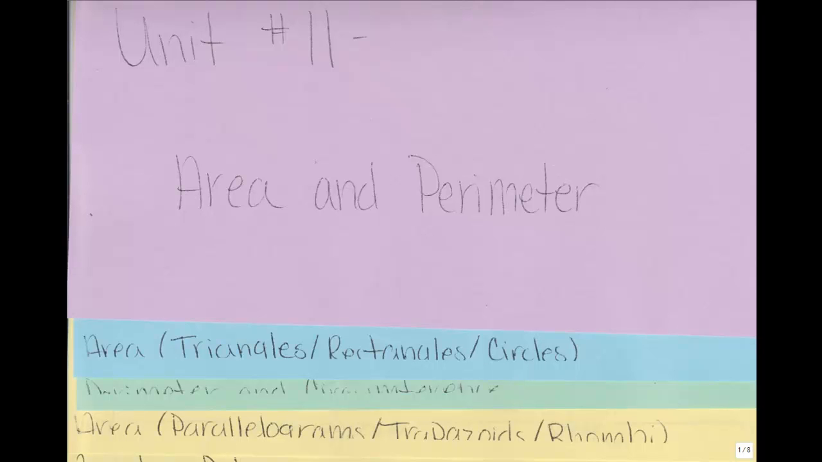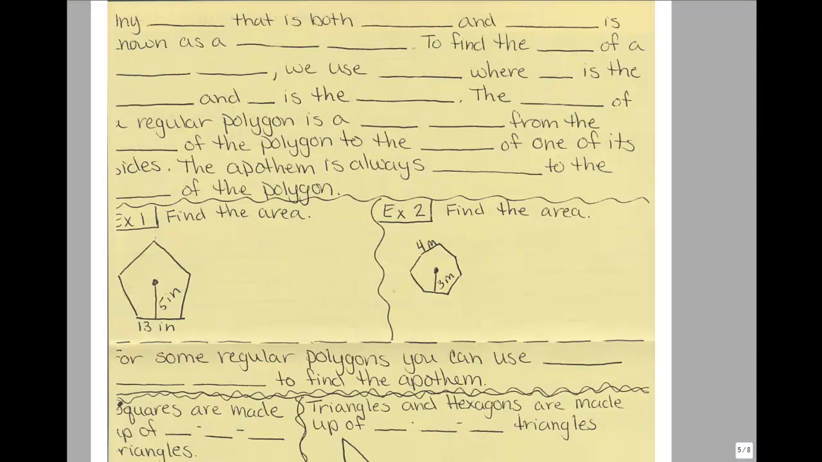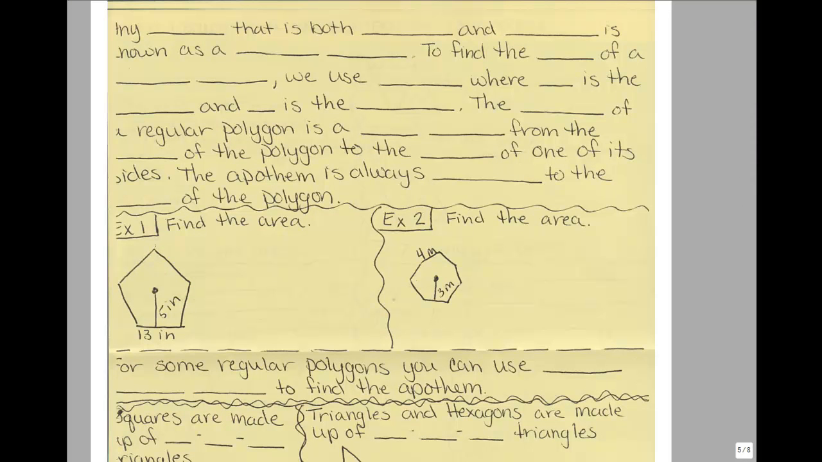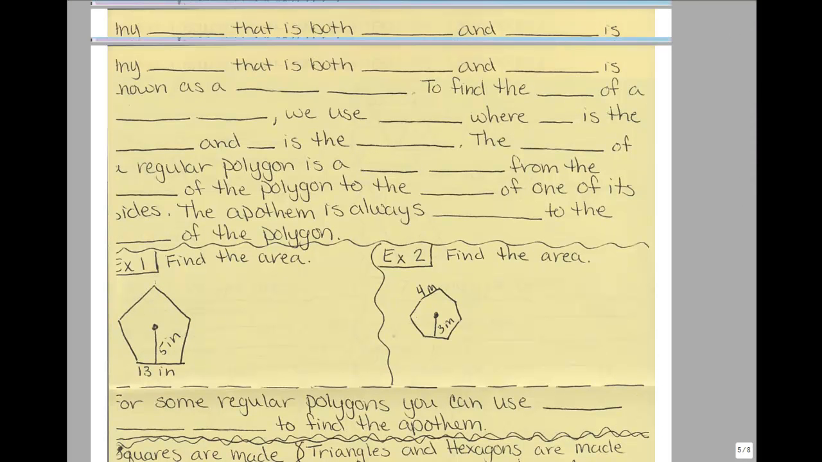We are still working on our Unit 11 foldable, area and perimeter. You need to turn to the fourth flap of your foldable. And we're going to be going over area and perimeter of regular polygons.